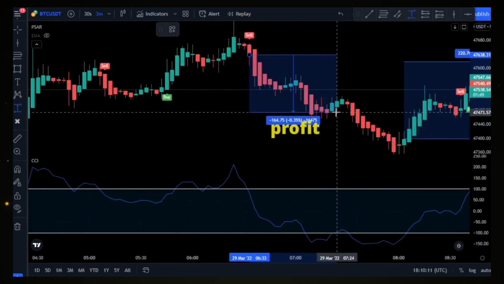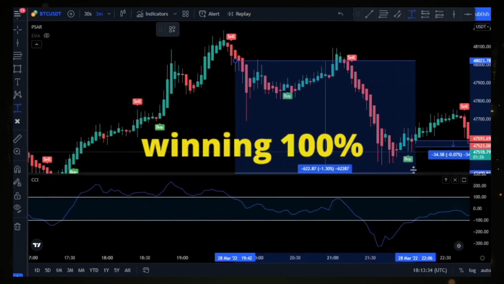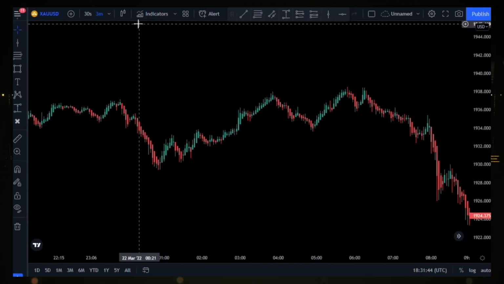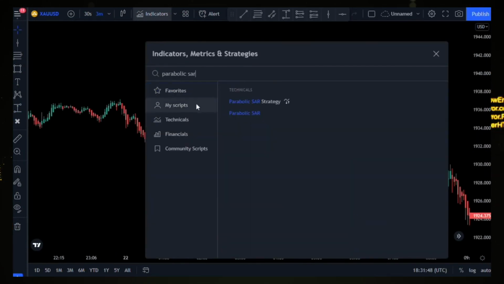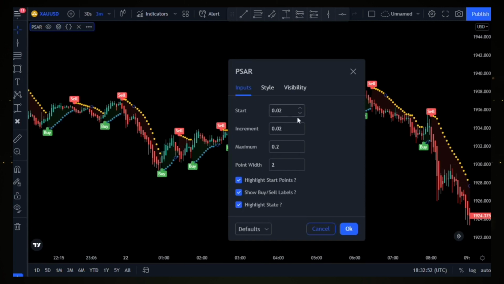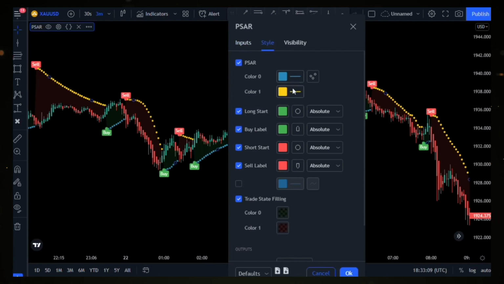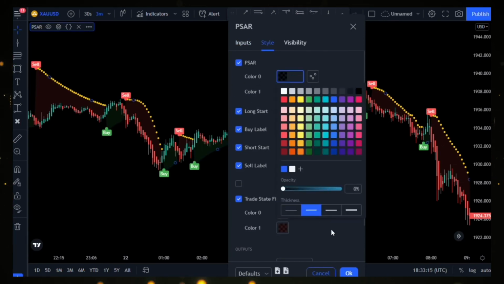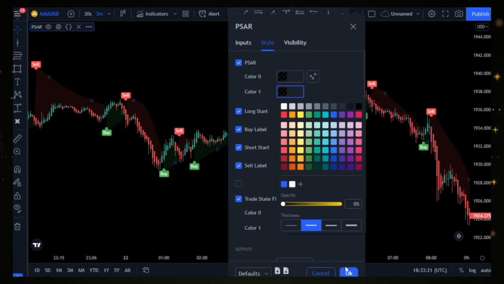Let's add the indicators to the chart now. We are looking for the first indicator called parabolic SAR. Make sure to include this indicator in your chart as well. I changed the indicator settings in the input area. In the style section, I modified the number. To make the chart more clear, disable the parabolic SAR color.